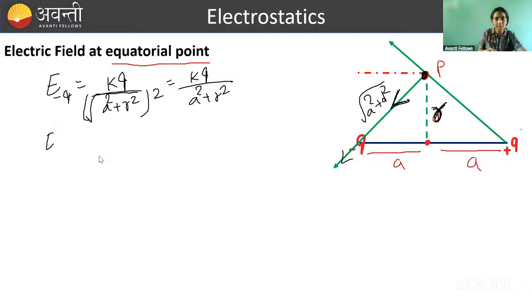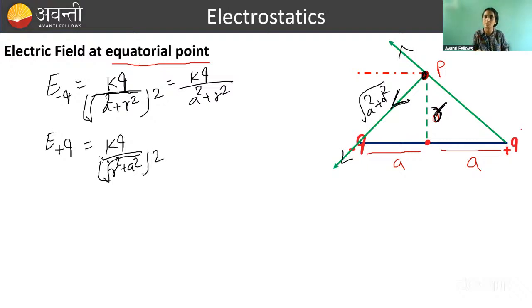What is the electric field because of plus q charge at point P? So that is again kq by r square plus a square, under root, in this direction, right? Because this is a positive charge. Done it? Now, what will be the net electric field at point P? So that will be basically the sum of these two electric fields.